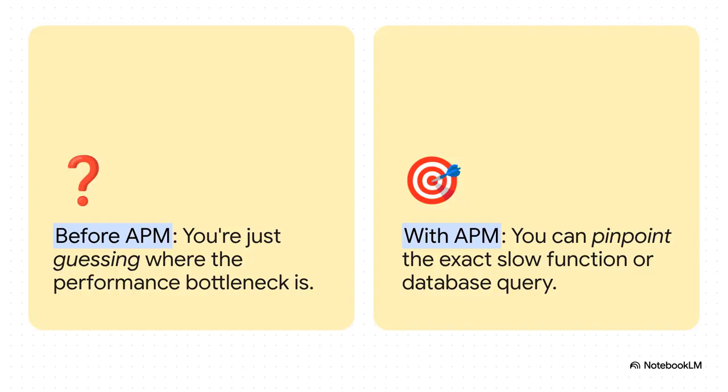And this is where the power of APM, that's Application Performance Monitoring, really shines. Think about it. Before, a user complains the site is slow and you're just guessing, right? Maybe it's the database, maybe the network. But with APM, you can literally trace the entire journey of a single request and pinpoint the exact slow database query or a sluggish function in your code. The guesswork is just gone.